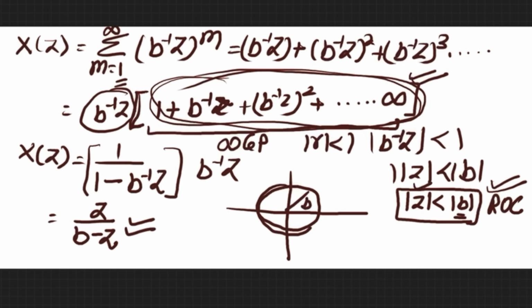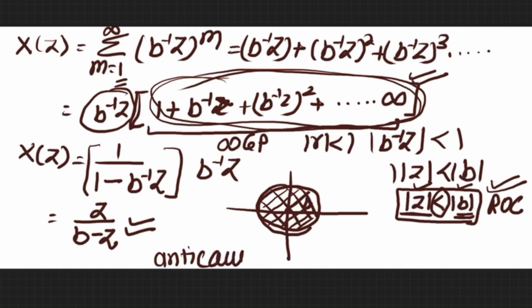Now the value of Z is less than B, which means the region of convergence for the signal is inside the circle where the value of Z is less than B. So the region of convergence is inside the circle of radius B. This analysis is for an anticausal signal.